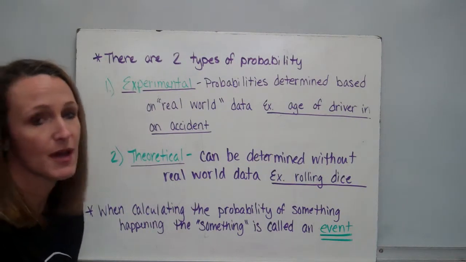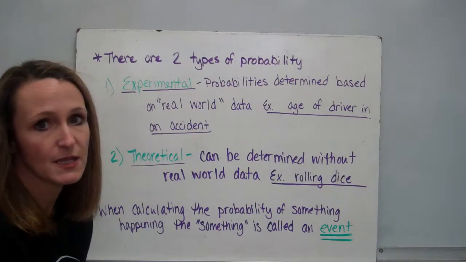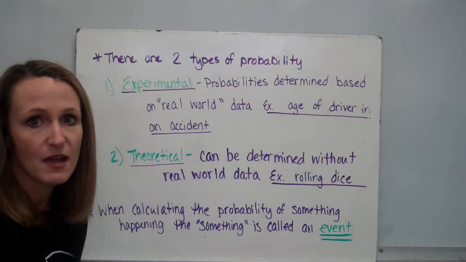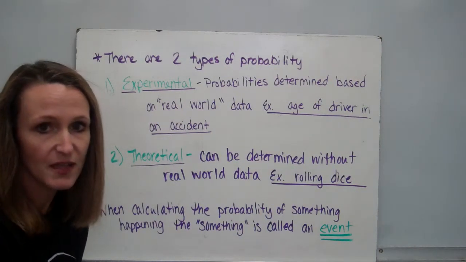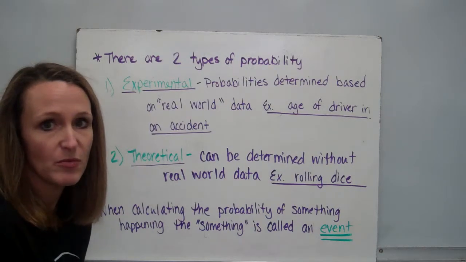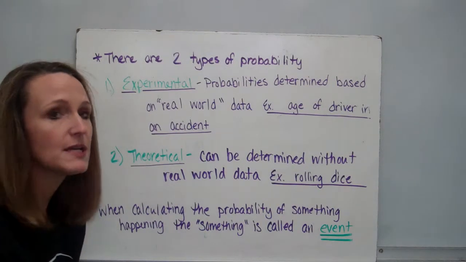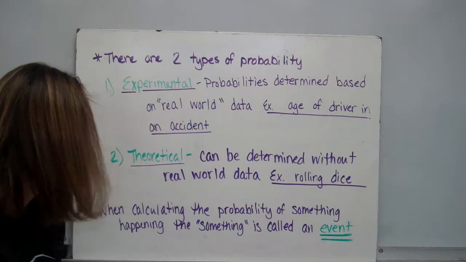Then there's theoretical probability. This can be determined without real-world data. For example, rolling a dice. You can pick up a dice at any time and roll it, and you have the same probability of getting something. It does not require any data collection in order to do it.